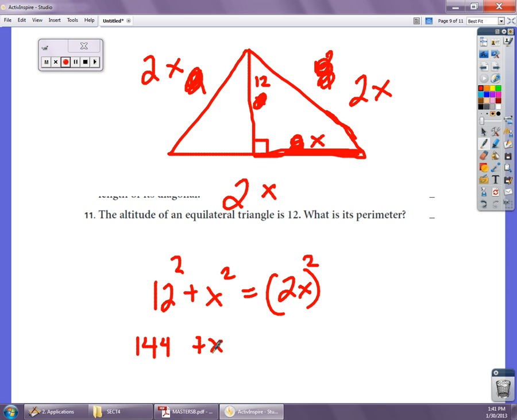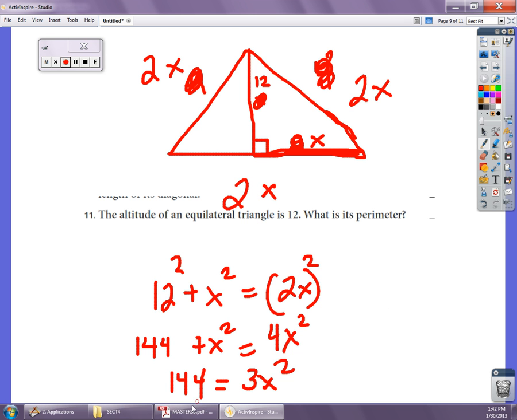144 plus x squared is equal to, now when you square both these, you actually get 4x squared. So I'm going to combine my x squareds. I'm going to subtract x squared from both sides. So you get 144 is equal to, when you subtract, you end up with 3x squared. So is 144 divisible by 3? It is. You get 48.